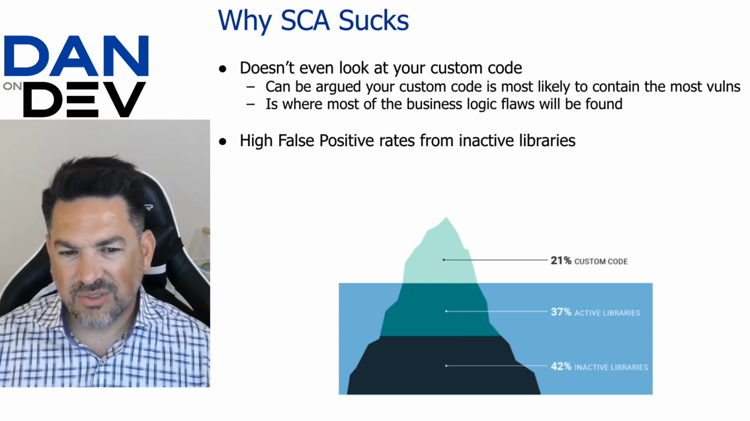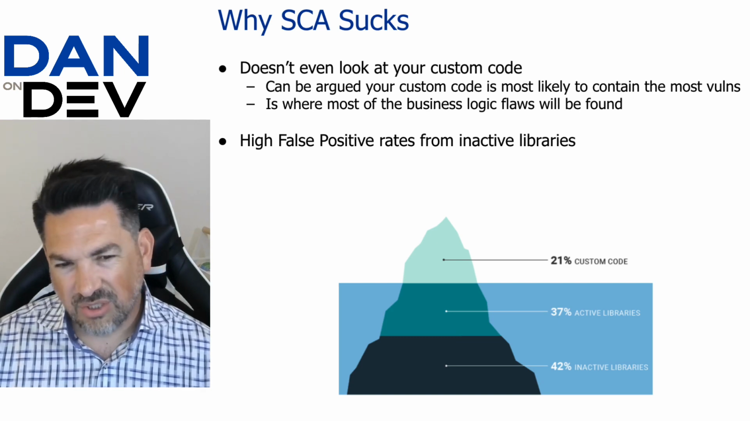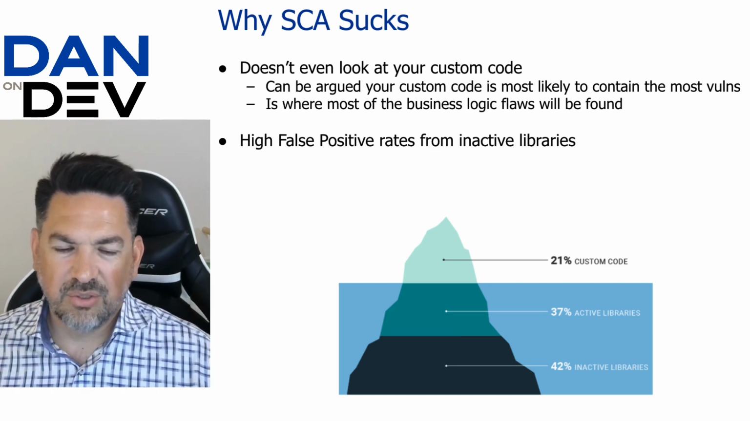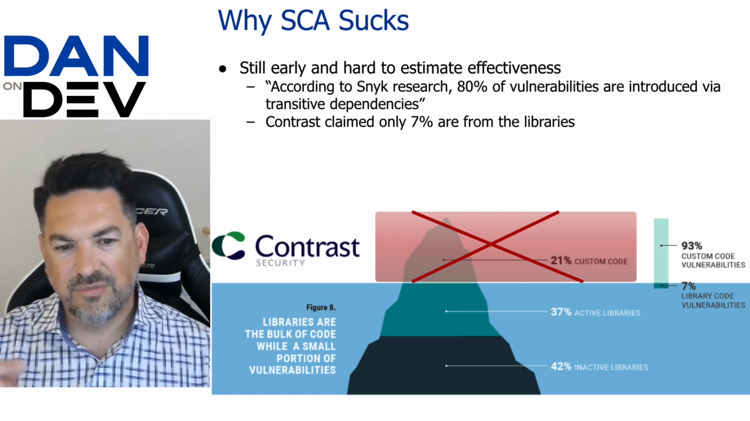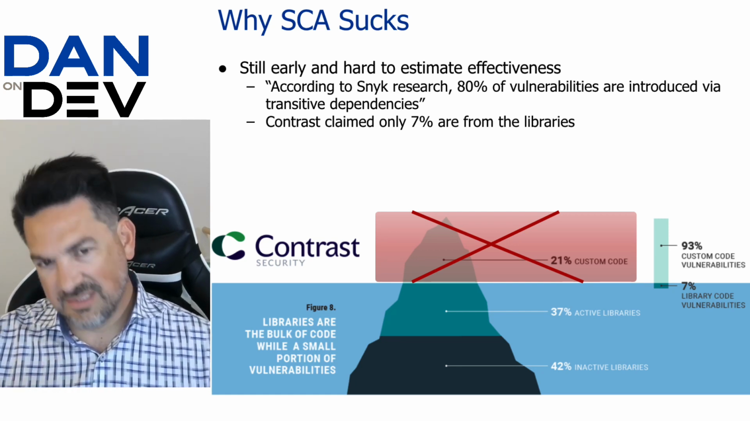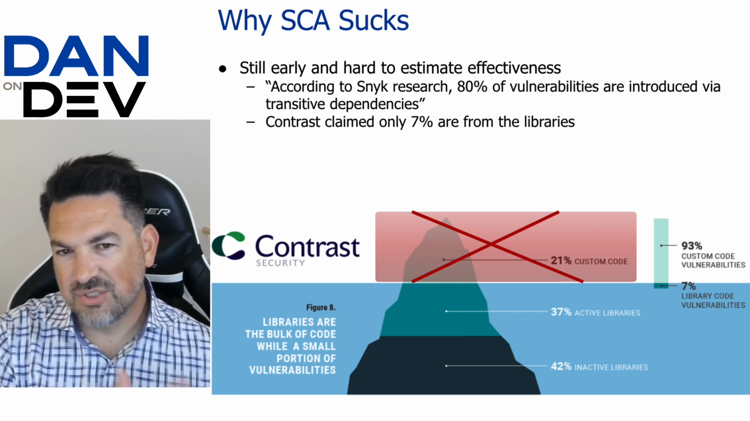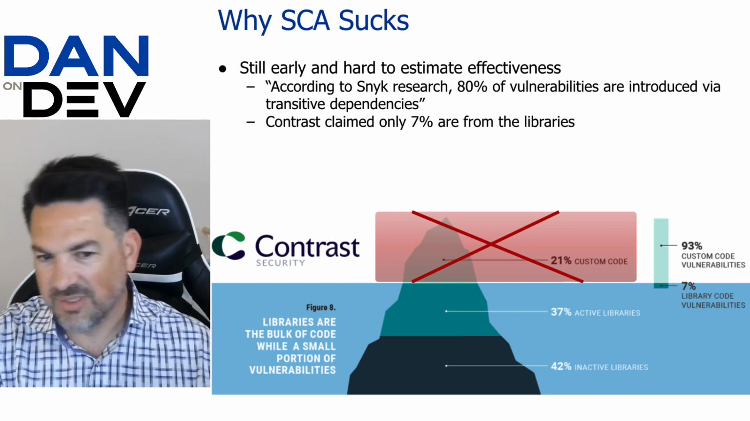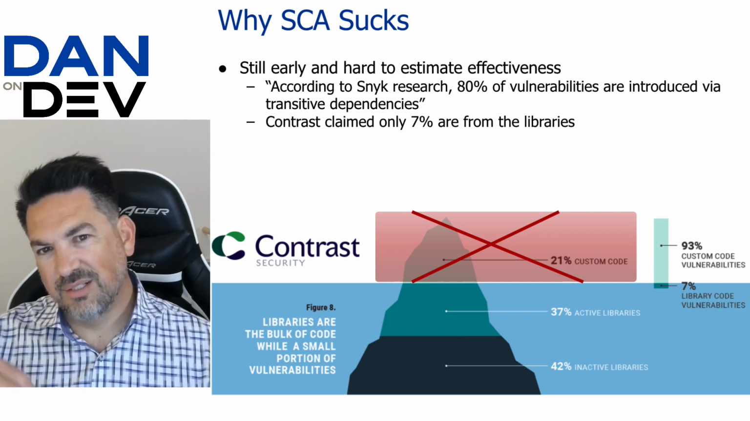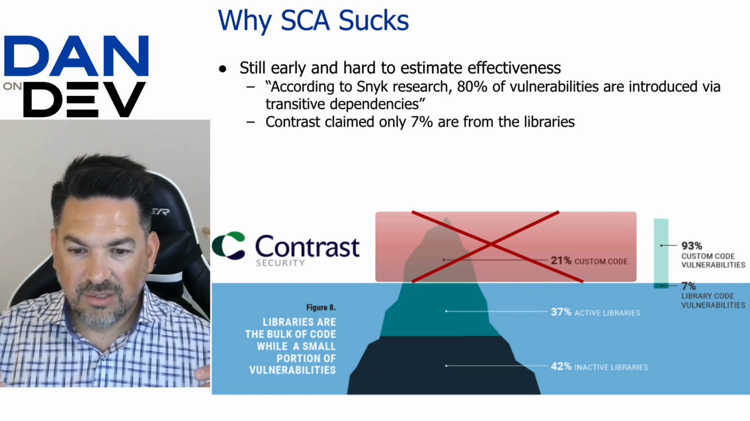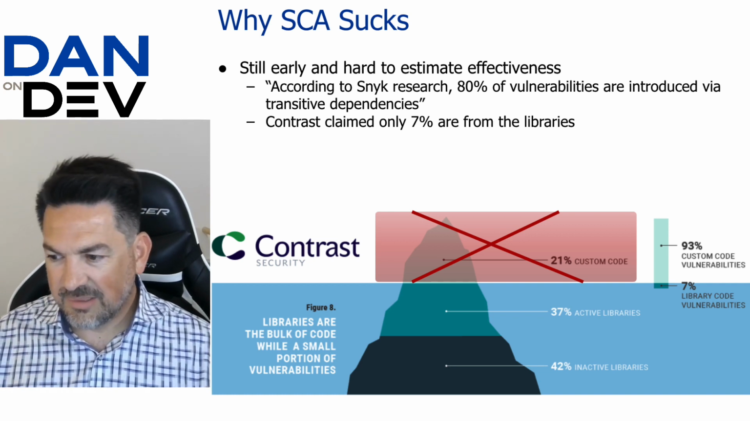It's also still early to understand how effective these solutions are, because according to Snyk, 80% of the vulnerabilities are introduced via these transitive dependencies, these third-party dependencies. Whereas Contrast, whom I mentioned earlier, they create an IAST product, which is one of the other categories we've already covered. They say that only 7% are from the libraries. Who's to be believed? I don't know who's correct.